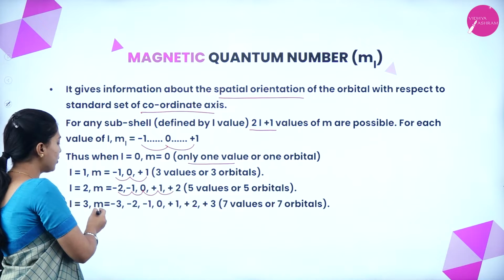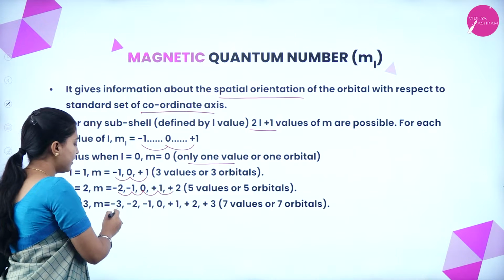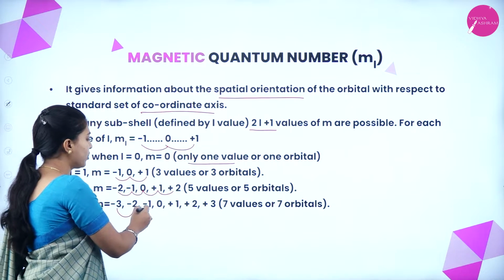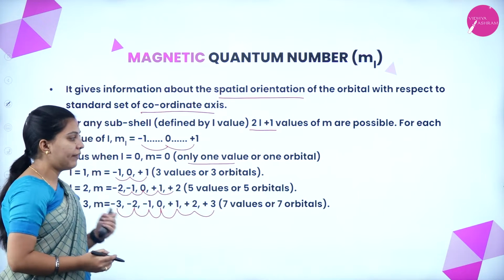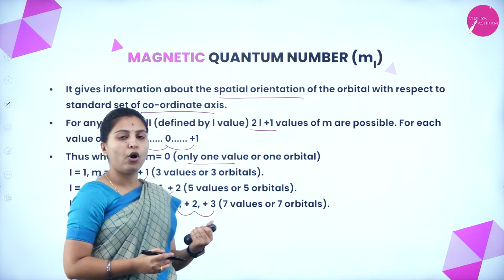Similarly, when l equals 3, m equals minus 3, minus 2, minus 1, 0, plus 1, plus 2, plus 3. Overall 7 values, that is 7 orbitals.